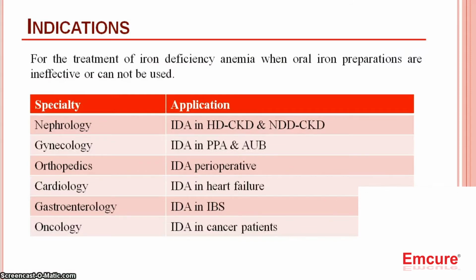Now, what are the specialities and what is the application we need to discuss? Well, in nephrology, we can give in CKD patients. In gynecology, yes, PPA and AUB. PPA stands for postpartum anemia and AUB for abnormal uterine bleeding. Orthopedics, perioperative, before surgery, knee surgeries, hip surgeries. In IDA, in heart failure, of course, in IBD, that is inflammatory bowel disease, in gastroenterology, and it can also be given safely in cancer patients who have iron deficiency anemia.